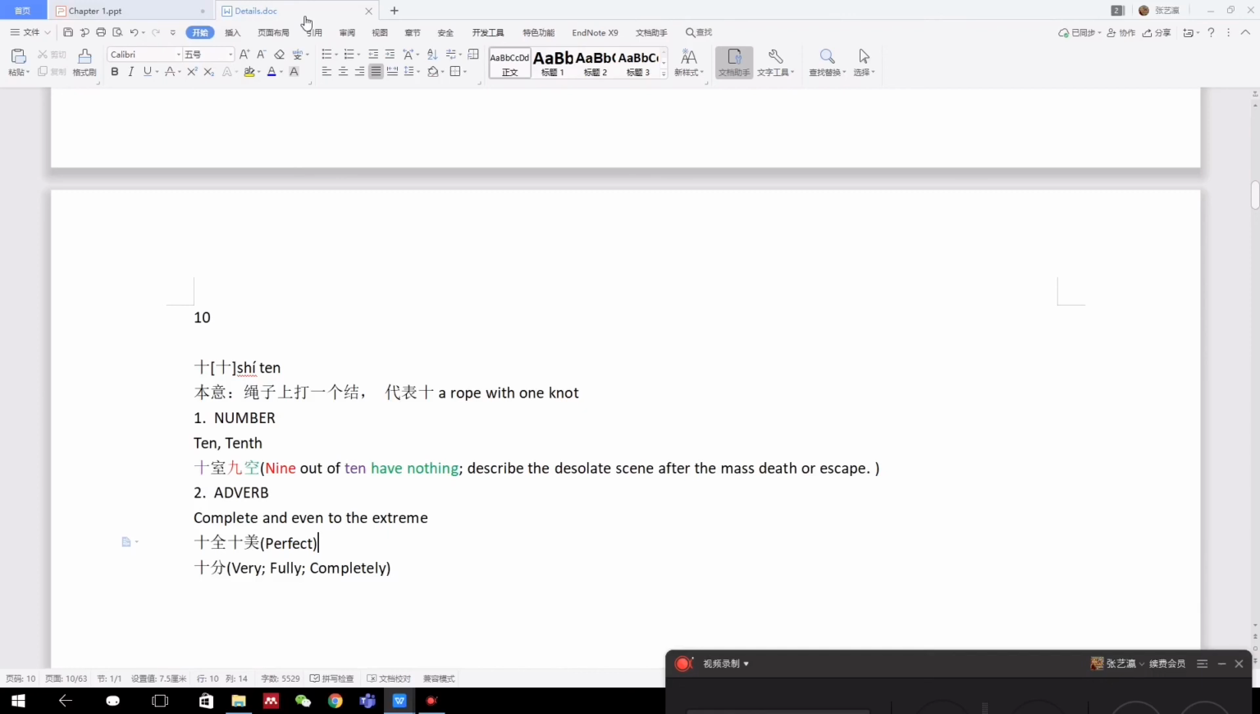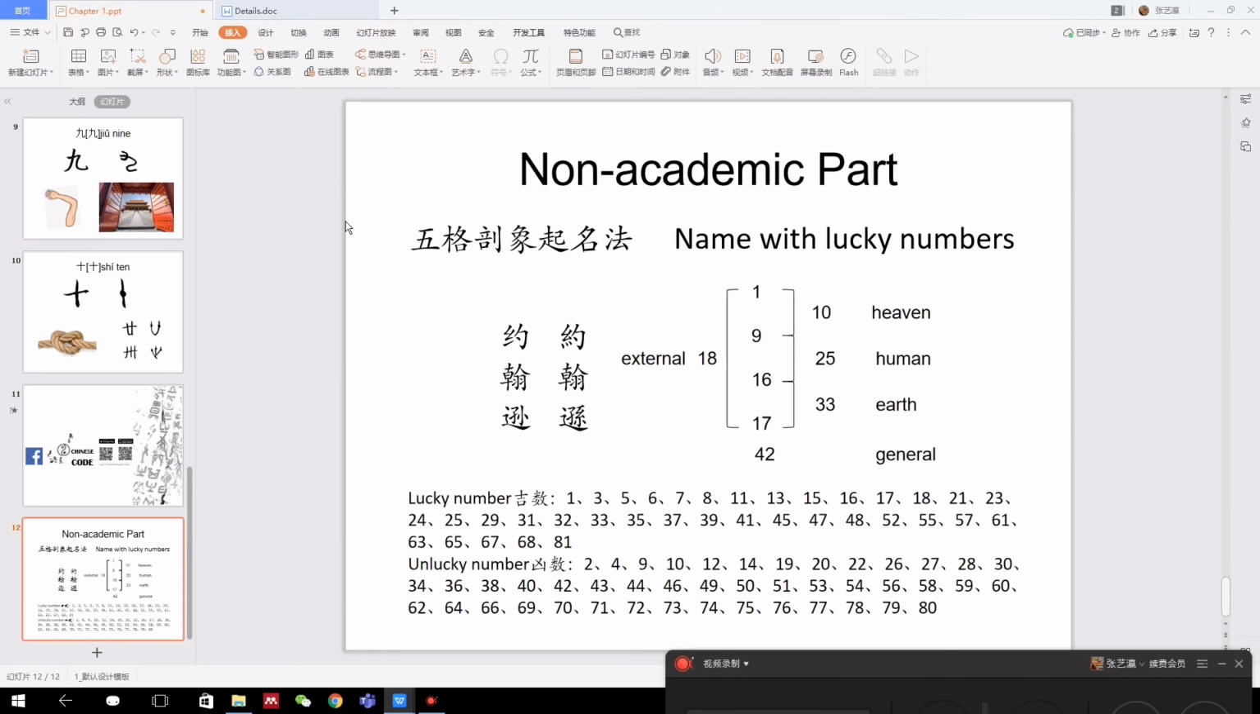And this is the academic part. And now we are going to talk about the non-academic part. If you only want to learn modern Chinese and the academic part, you can stop here. But if you want to know more and got interested in those number philosophies or number theories that I talked about, today I will introduce you the simplest method of telling whether one person's name is lucky or unlucky.